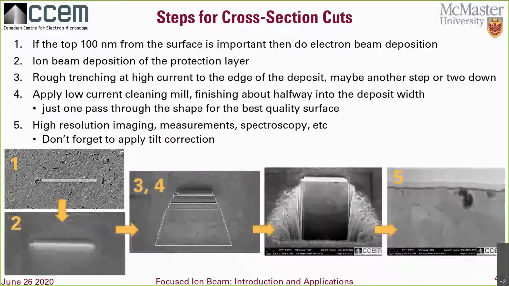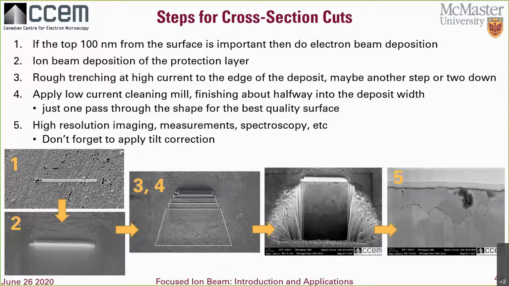Here are the steps. If the top 100 nanometers from the surface is important to you, then you should do electron beam deposition first after selecting the location to protect the surface from the ion beam before even looking at it with the ion beam. Then tilt up to the ion position and do ion beam deposition of the protection layer.